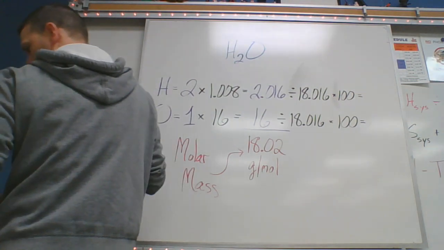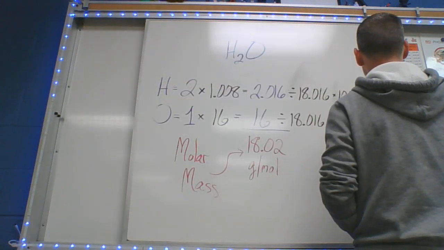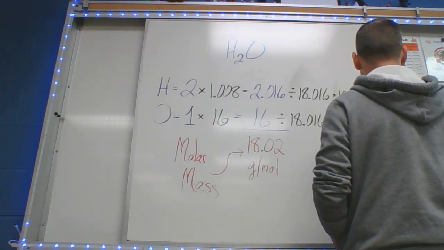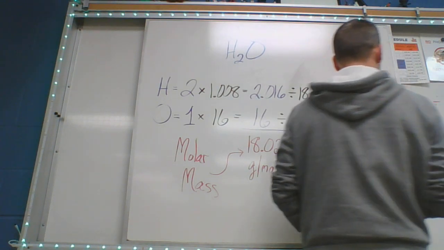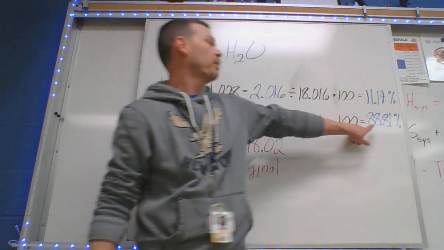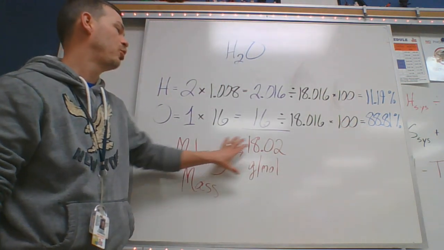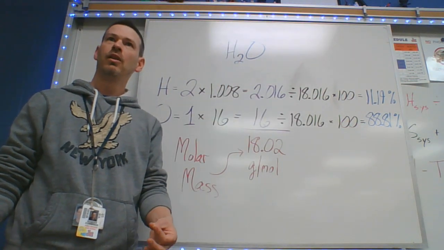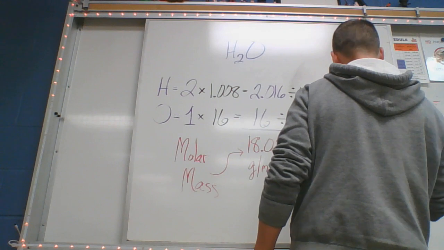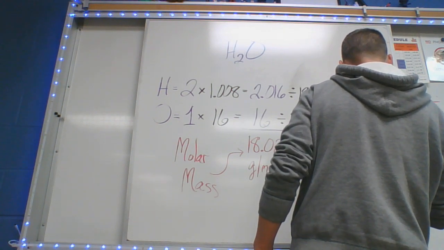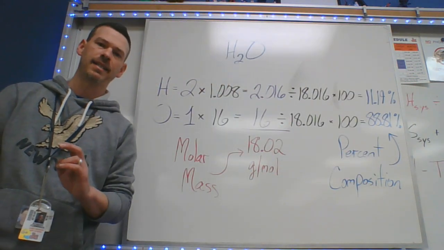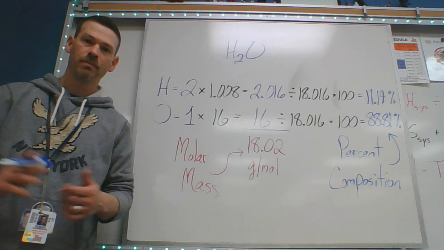The percentages that I get are 11.19%, alongside 88.81%. Did you get those blue numbers? Y'all, these percentages also follow those two digits past the decimal rule. So for both molar mass and percent composition, both of them just go two digits past the decimal, no matter the way your starting values look.